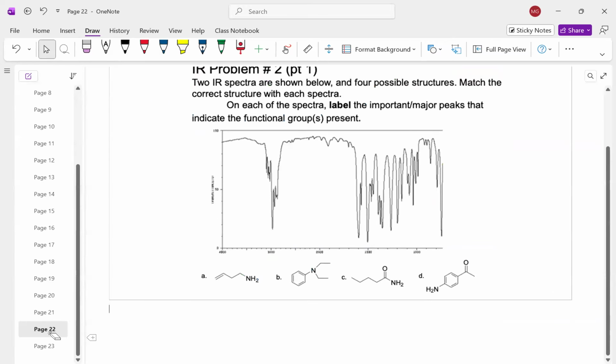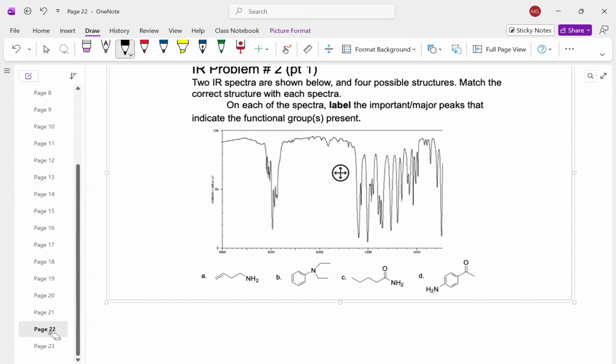Okay, so in this one, again, we're going to do something very similar: identify the major functional groups, and then from that, pick out the right structure. So let's just identify what we see here. I'm going to start in my hydrogen region. Above 3,000, there's a clump of signals. Right below 3,000, there's a clump of signals. So I know that this one is going to be an sp2 carbon-hydrogen, and this is going to be an sp3 carbon-hydrogen. Okay, so that's all I see in my hydrogen region.